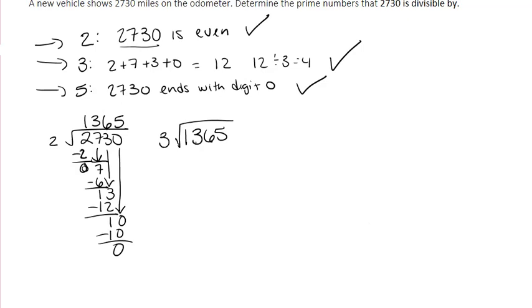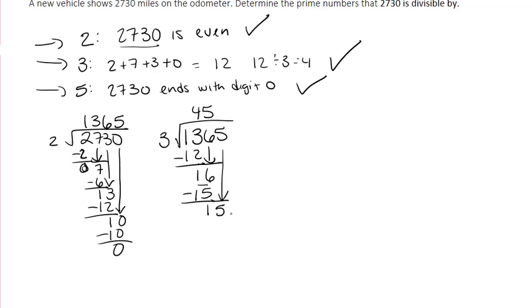So now 3 can go into 13 4 times. 3 times 4 is 12. Subtract, we get 1. Next, we bring down the 6. 3 can go into 16 5 times. So 3 times 5 is 15. We subtract, we get 1.